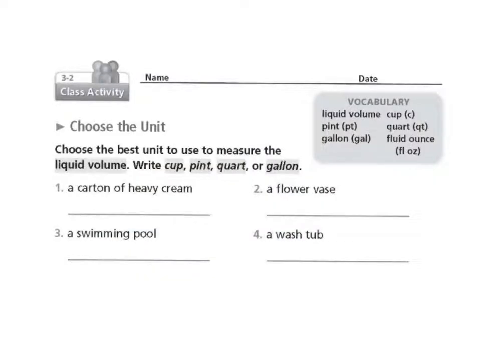So the first activity we're doing is you're going to choose the best unit. So how would you measure the liquid volume? Okay, you've got cup, pint, quart, or gallon. So let's think of a carton of heavy cream. I just talked about that. They usually come in smaller. You're not going to get a gallon. Heavy cream, I couldn't even imagine using a gallon of heavy cream. So you're going to use the smaller one. So it could be either cup or a pint, okay?